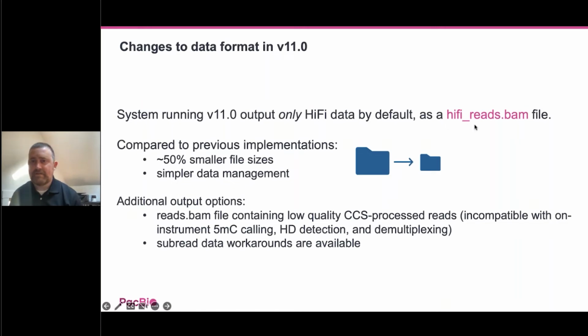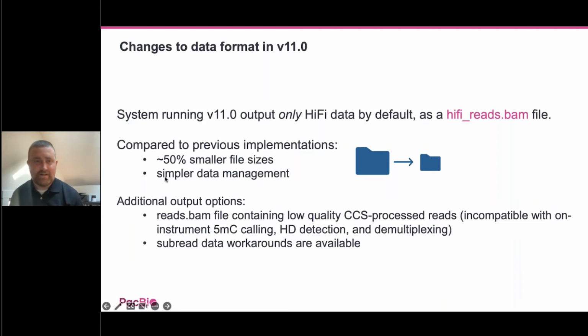Why do we switch to HiFi reads only as our default? Well, one is it's about 50% smaller file size to switch from reads.bam to hifi_reads.bam. Plus, it just makes things much simpler, because I think most of us are really only using the HiFi reads anyway for our analysis.